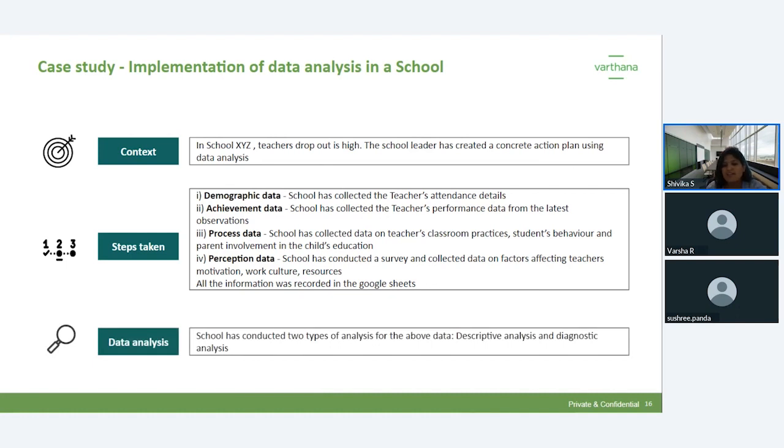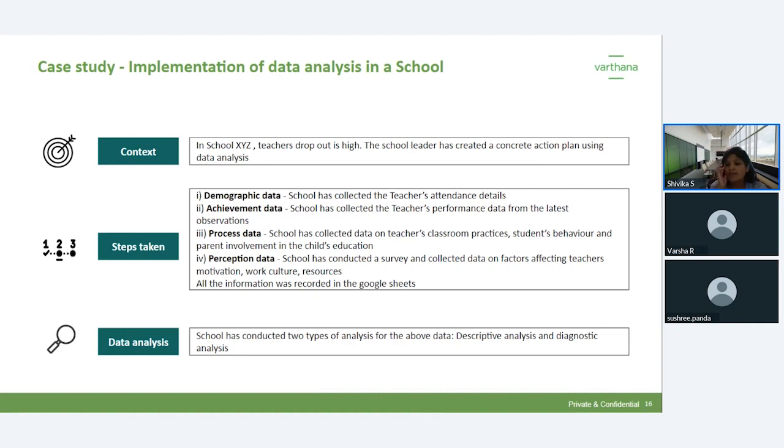The two data analysis methods which you can use, as I've mentioned, are descriptive and diagnostic. That is, what is happening right now. Maybe if teacher dropout is high, which sort of teachers are dropping? Are they new teachers? Are they old teachers? Are they looking for growth? Monetary benefit? Recognition? Are they looking for more training and development, or do they want to improve? Are they stagnant in their growth or pedagogical competencies?